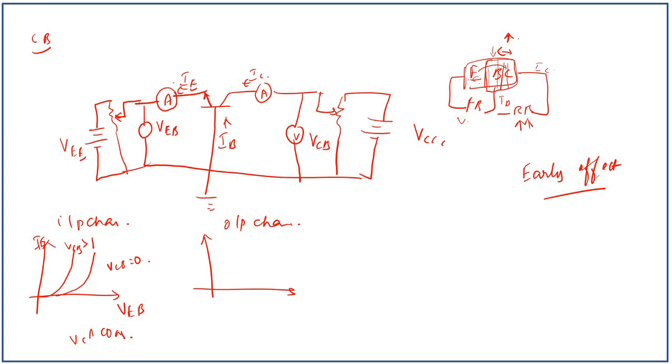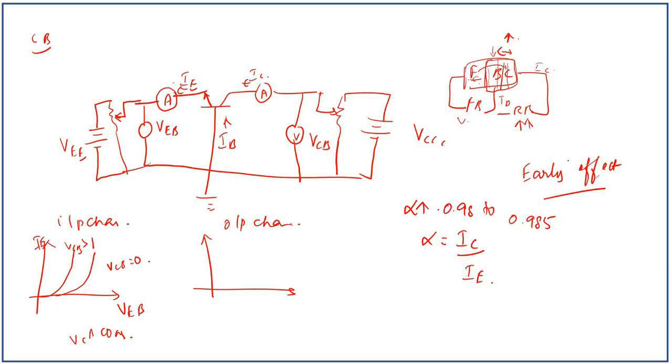Because of early effect or base width modulation, there is less chance for recombination within the base region, and so alpha increases. Alpha is the current gain for common base transistor, so it is output current by input current. So IC by IE is alpha. So alpha increases from 0.98 to 0.985 in case of common base.